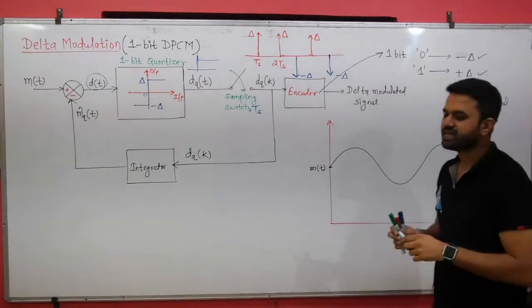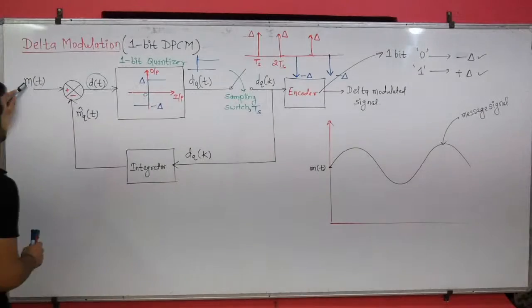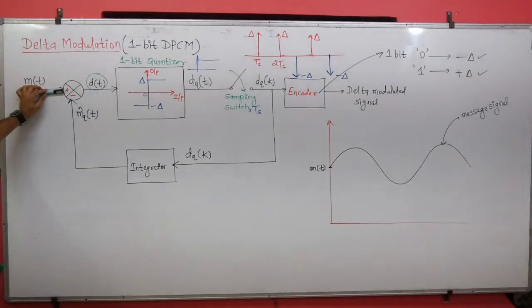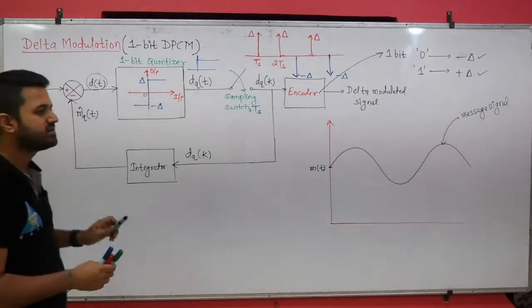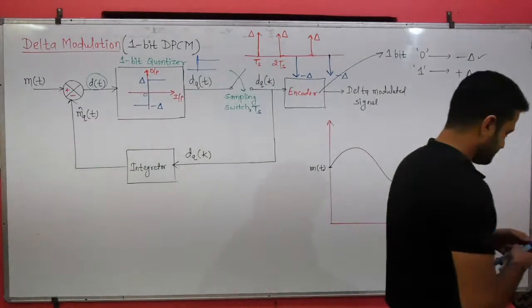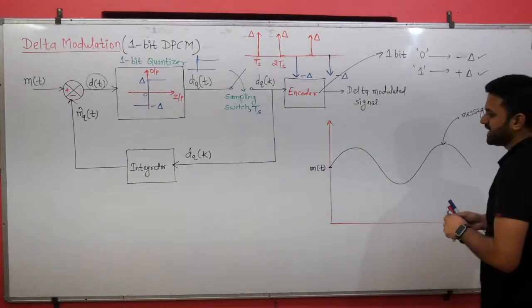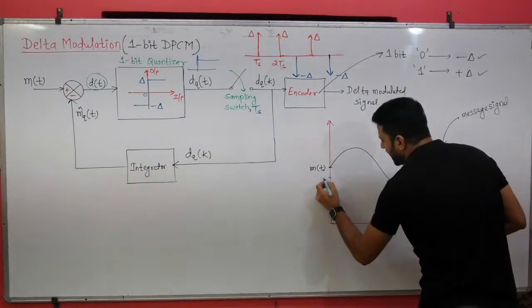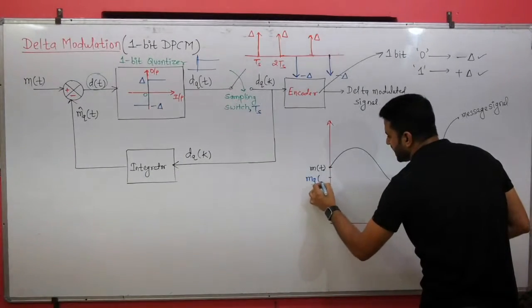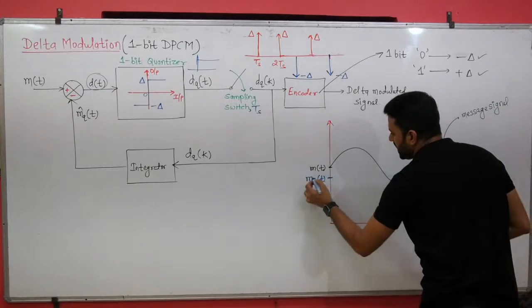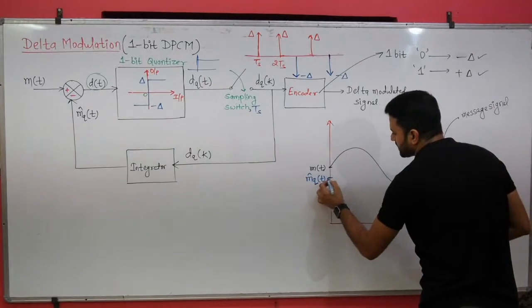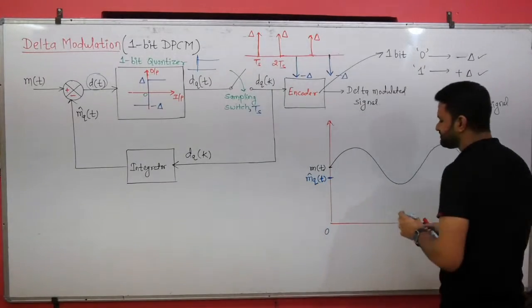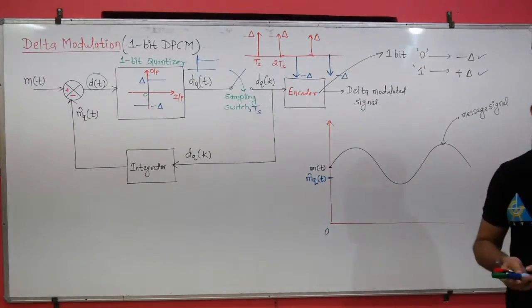The message signal m(t) is the input to this summer. Now, assuming that m̂_q(t) is at this point, right now m̂_q(t) at 0. Now tell me what will happen.